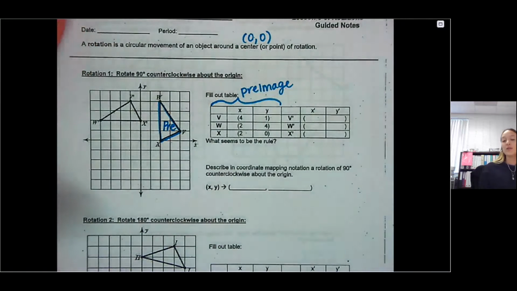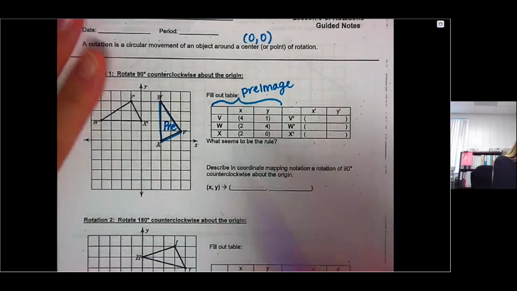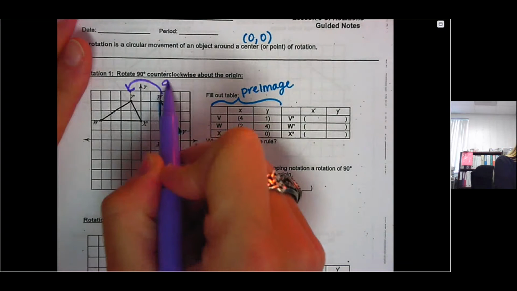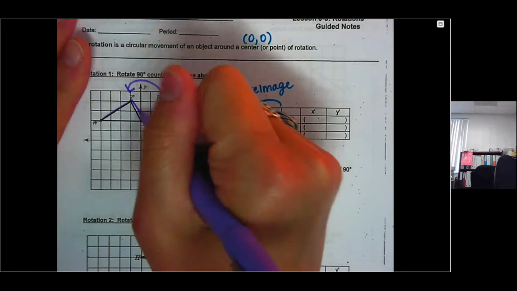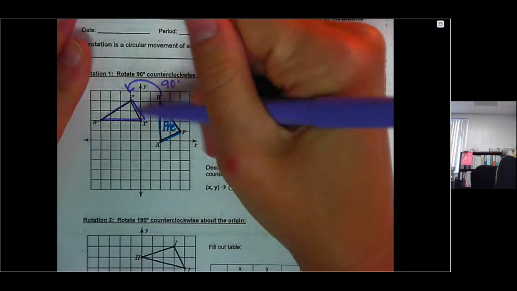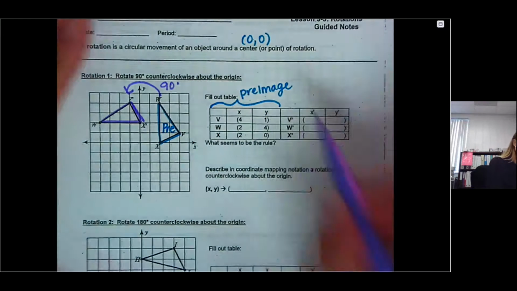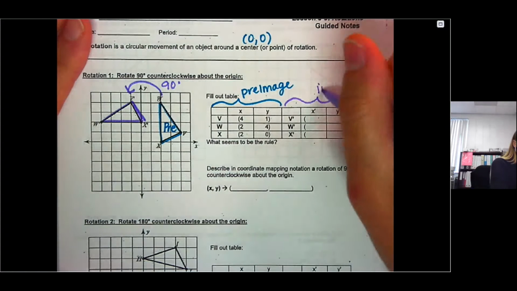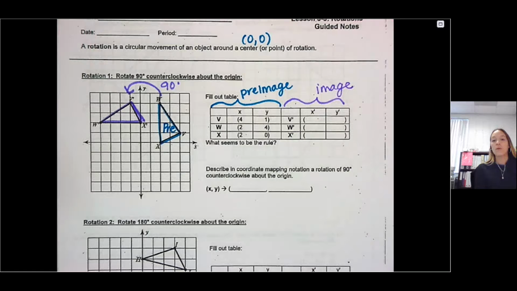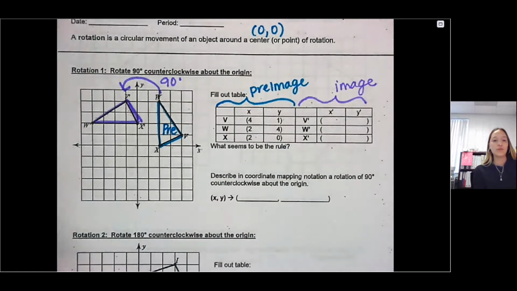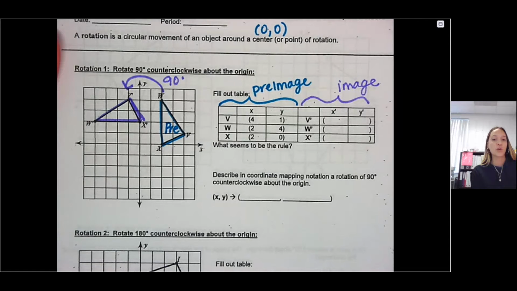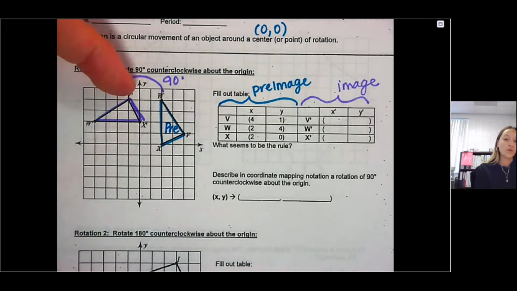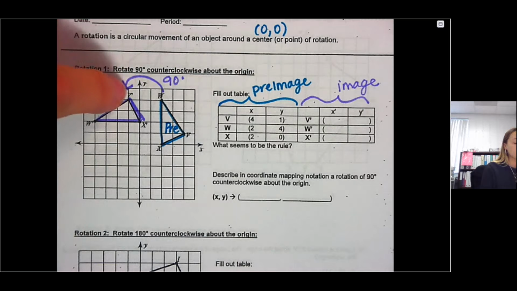Then I'm going to take that pre-image and rotate it 90 degrees to the left, counterclockwise. So it's going over this way, 90 degrees. And this is now my image over here. We're going to write the coordinates of my image now. We're going to start with V prime up here. What are the coordinates of V prime?